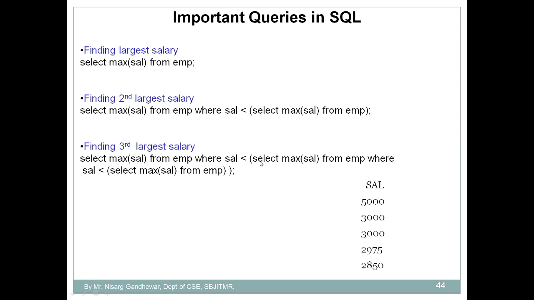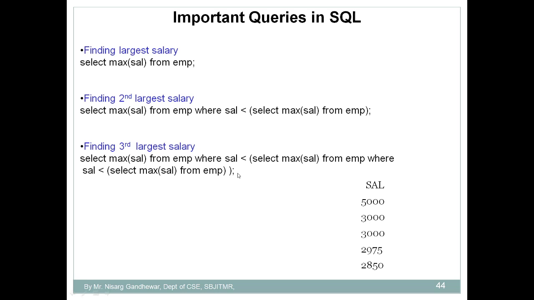Okay. Suppose somebody asks me to find the third largest salary. Then I will do the same thing again, nesting the same query one more time. Here I have nested one time, and here I have nested two times. First of all, the inner query will be executed and it returns the first highest salary. Then the second subquery will return the second largest salary, and the outer query will return the third largest salary. So in this way you can find the first largest, second largest, third largest, and you can simply nest this.